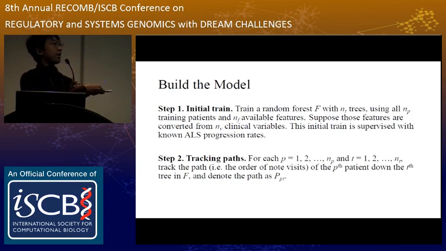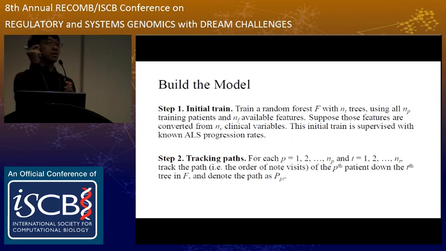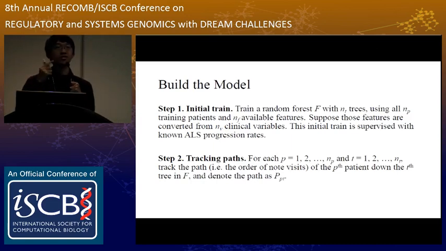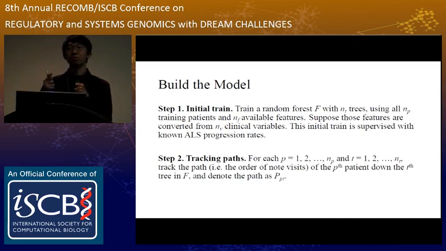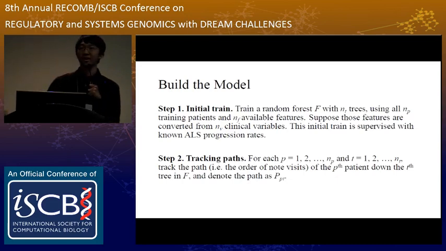Then we track the paths of patients in each tree, and denote the path of the P-th patient in the T-th tree as PPT. The information contained in PPT is the order of nodes you visit when you drop that patient down a tree. The intuition here is that the first node you visit should be the most important variable for that patient, and the second node you visit should be more important than all the rest.